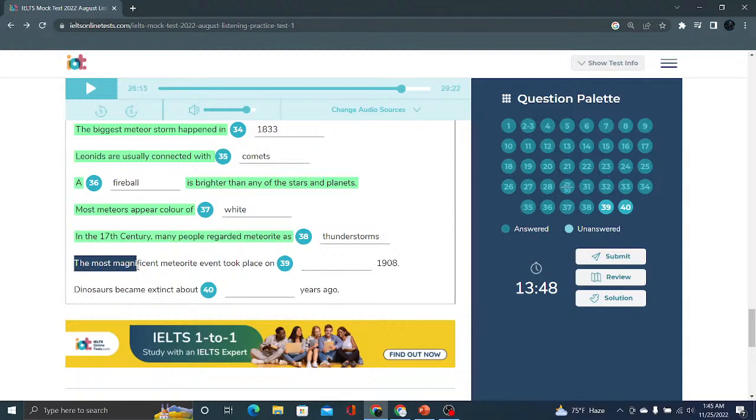The most magnificent meteorite event took place on blah blah 1908. Okay, named thunderstones. Many scientists didn't believe the accounts of people who claimed to have seen meteors, and some experts were skeptical that stones could fall from the clouds or the heaven.